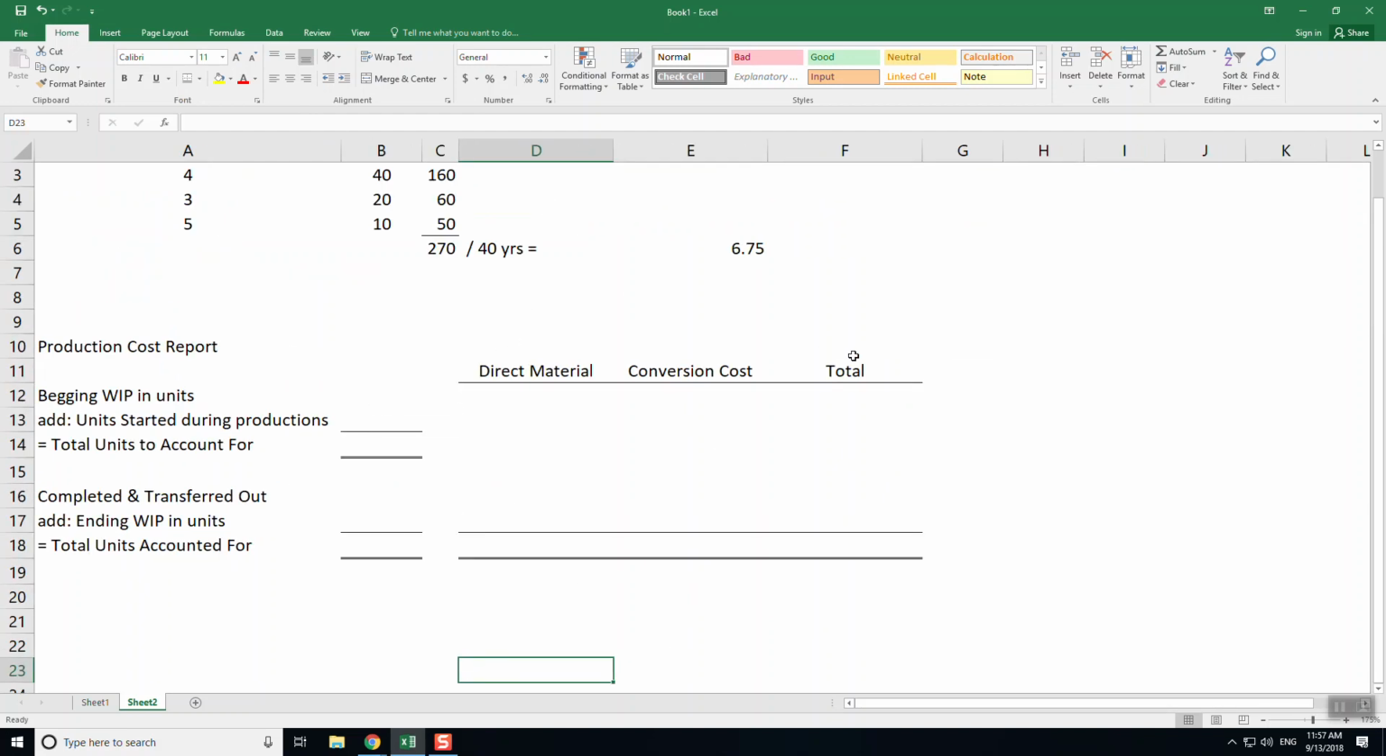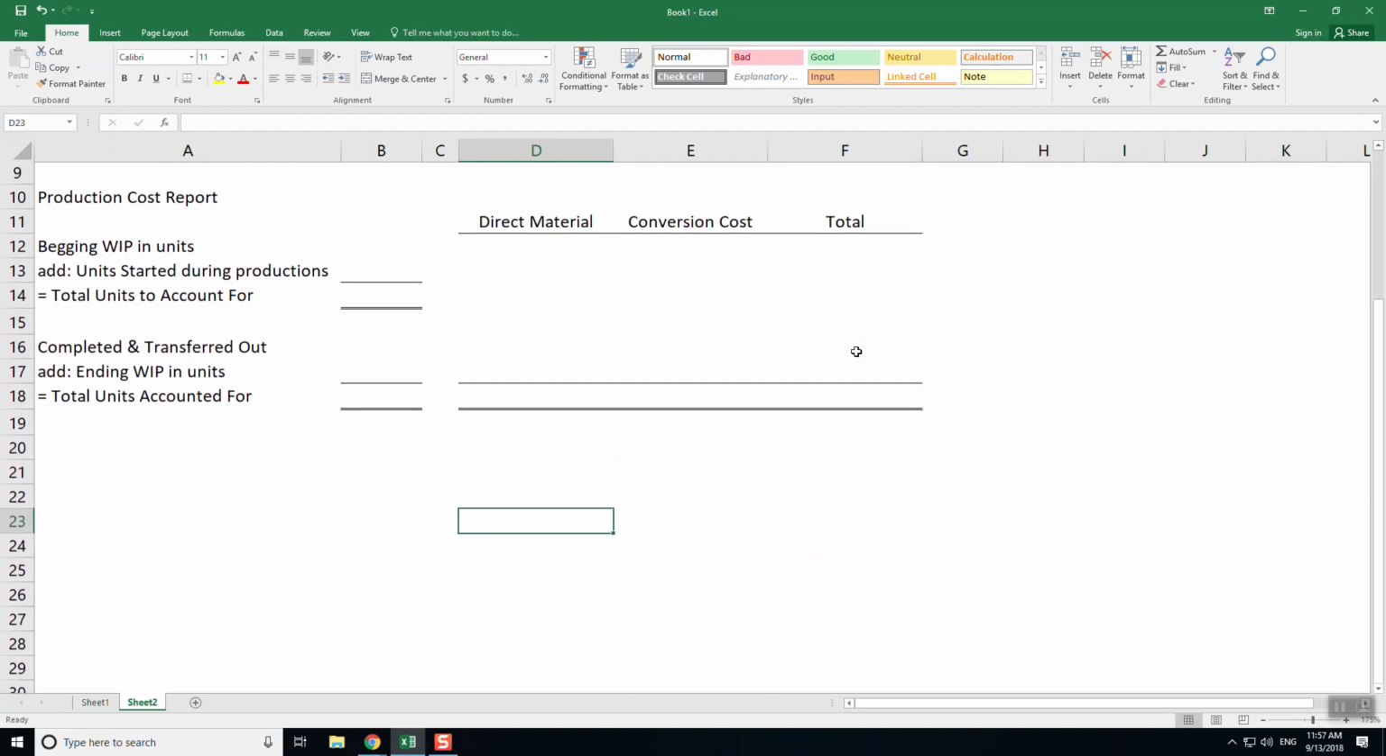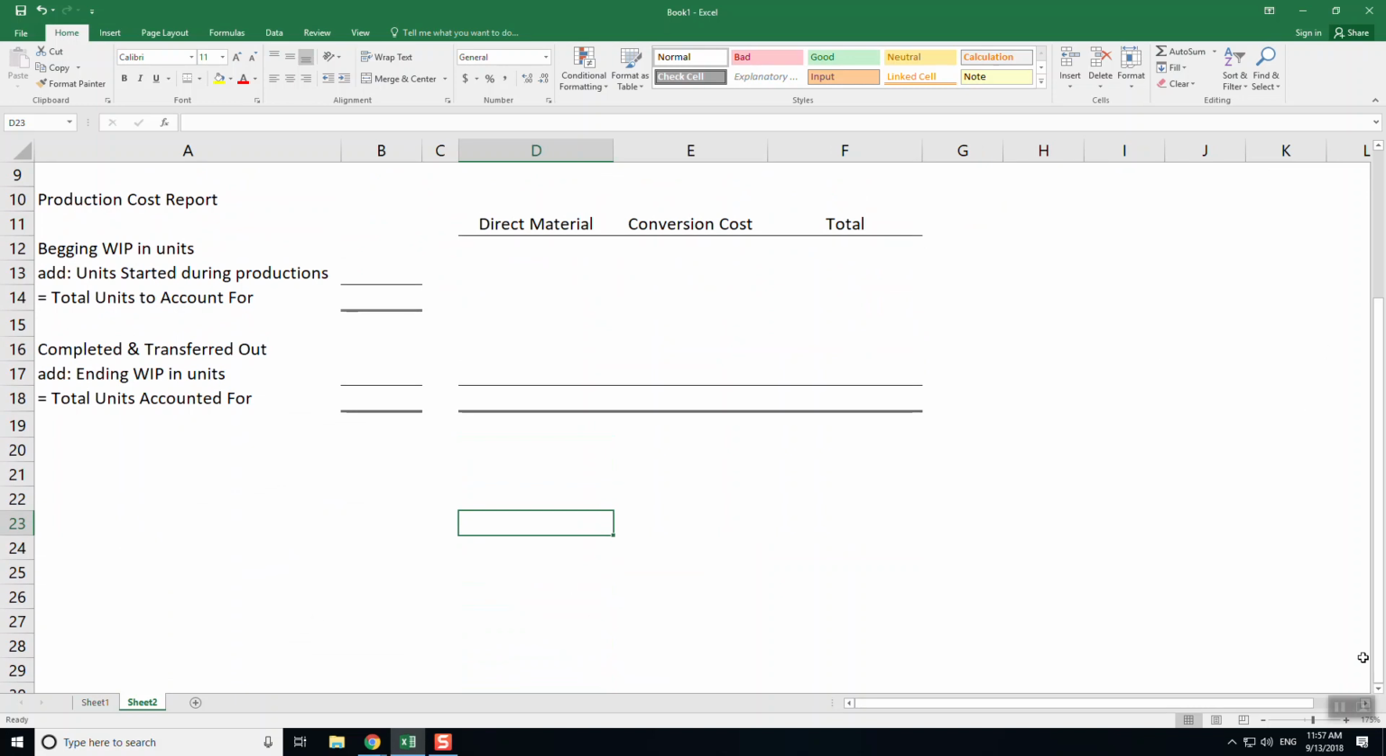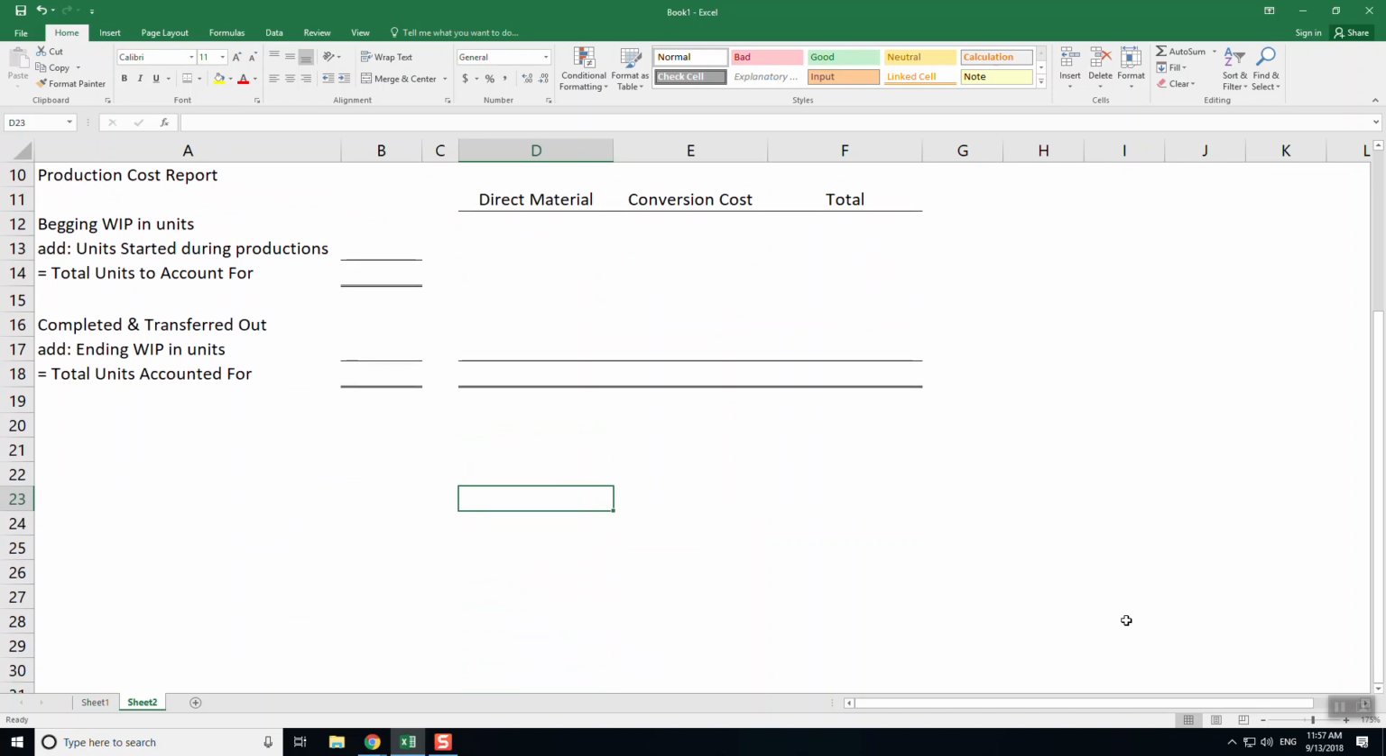Now I'm just making a shell for you. We're going through the shell of this whole thing. And you're going to perform the whole task again, but you're going to do it in dollars, in cost. Well, we're going to focus on learning how to do this unit part first. So keep this in your mind. I don't have any numbers in there yet. What's going to happen is you're going to get percentages. So usually the percentages are going to be associated with conversion costs.